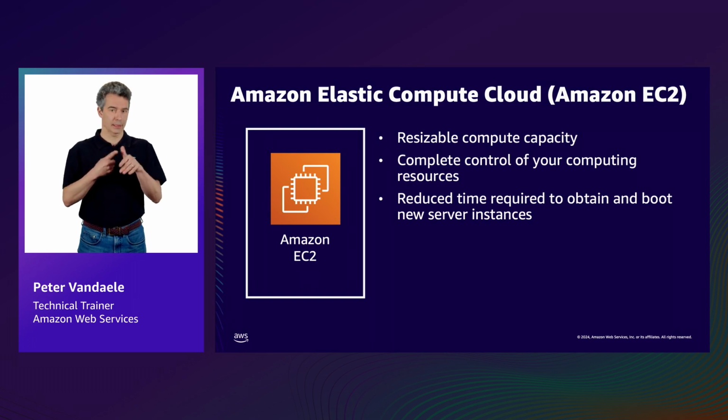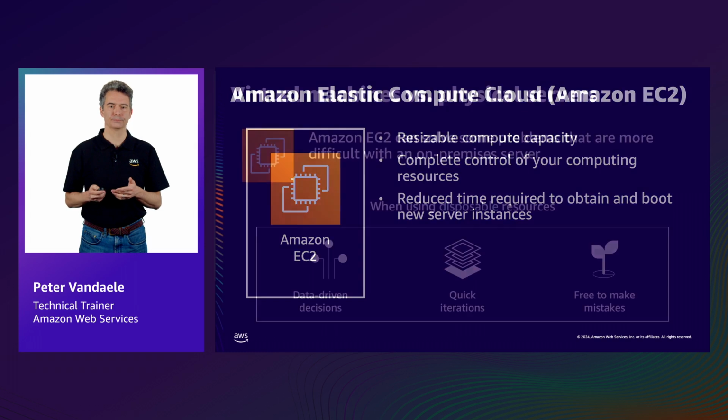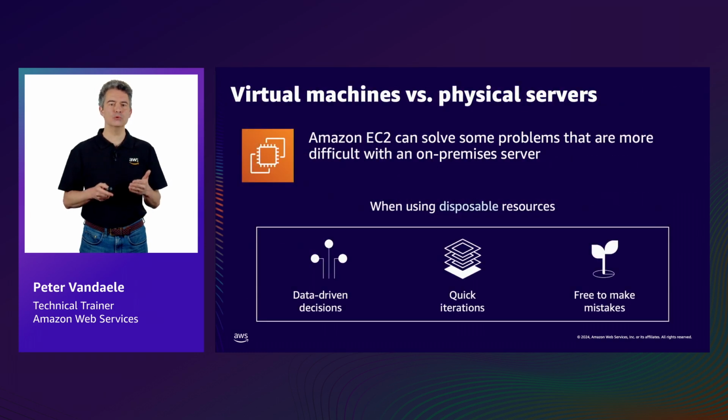EC2 supports Linux, Windows, and macOS in some selected regions. Just like an on-premises server, our virtual machine will have a specific compute capacity, expressed in virtual CPUs, a certain amount of memory, a network capacity, and connected storage. EC2 can solve a lot of problems that are more difficult to solve with an on-prem server.